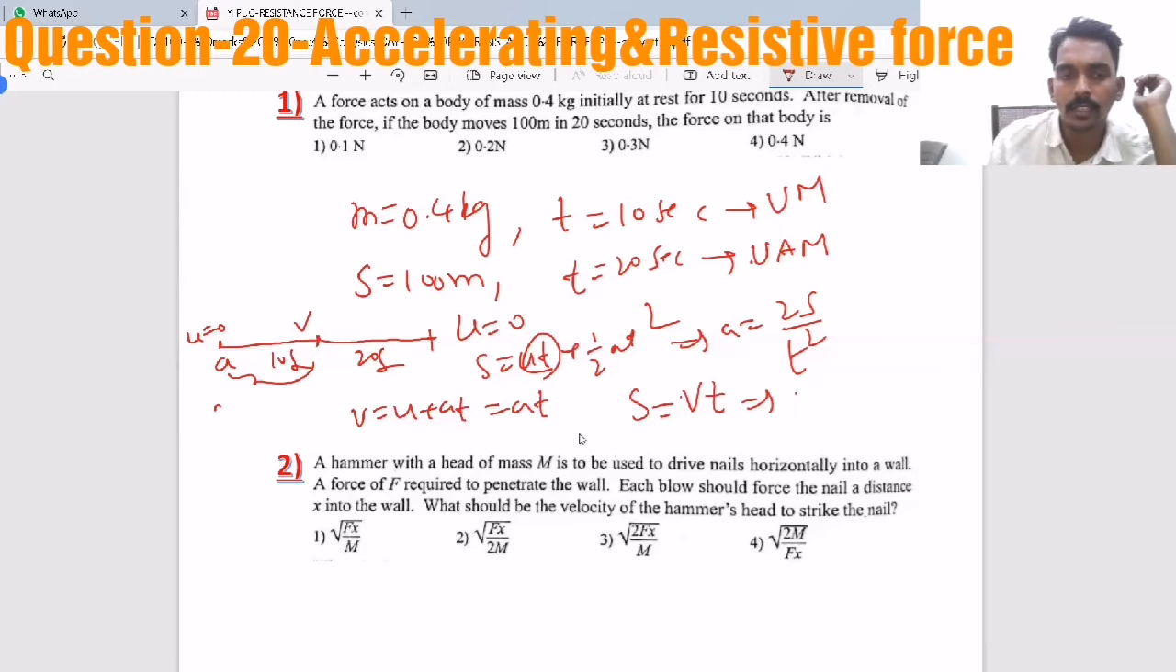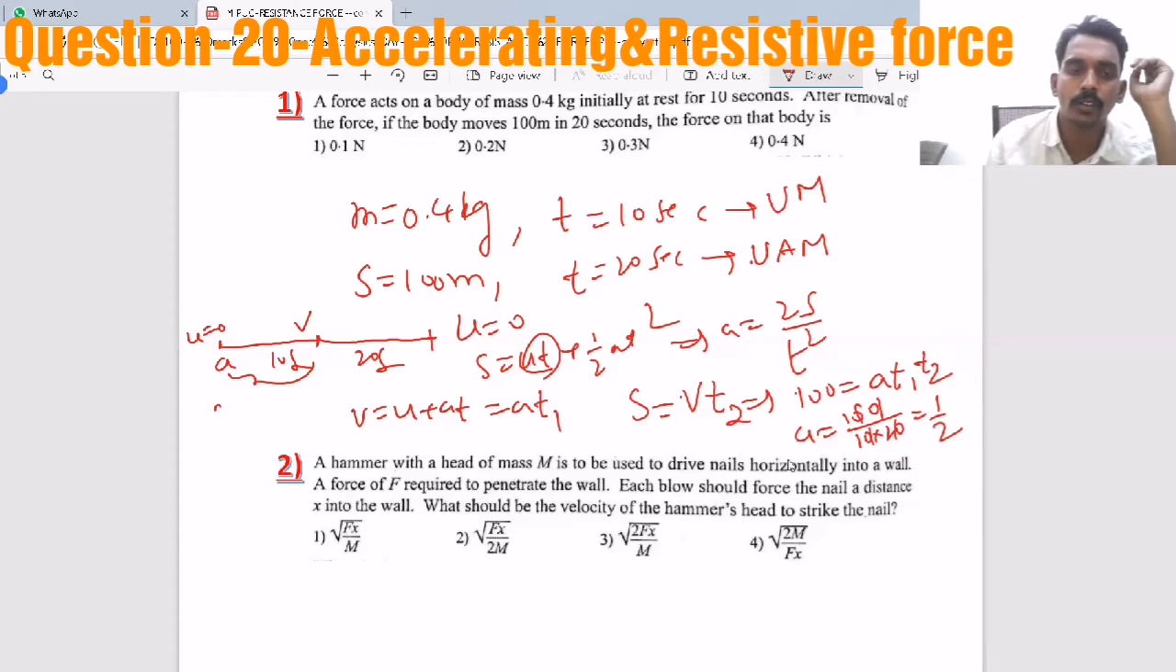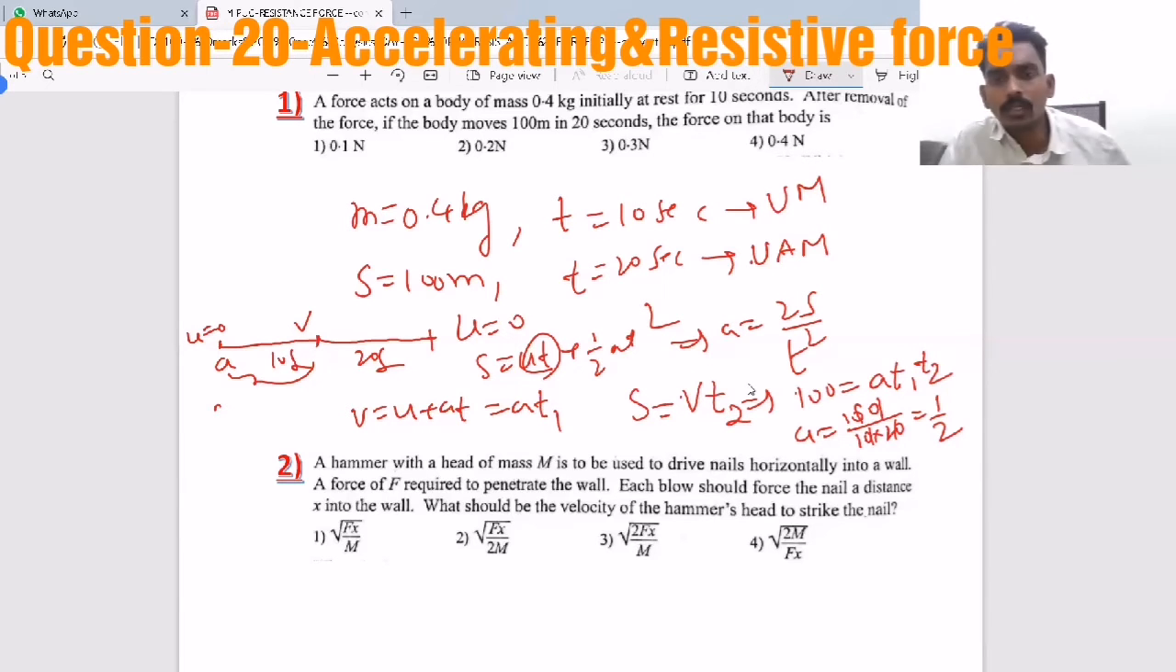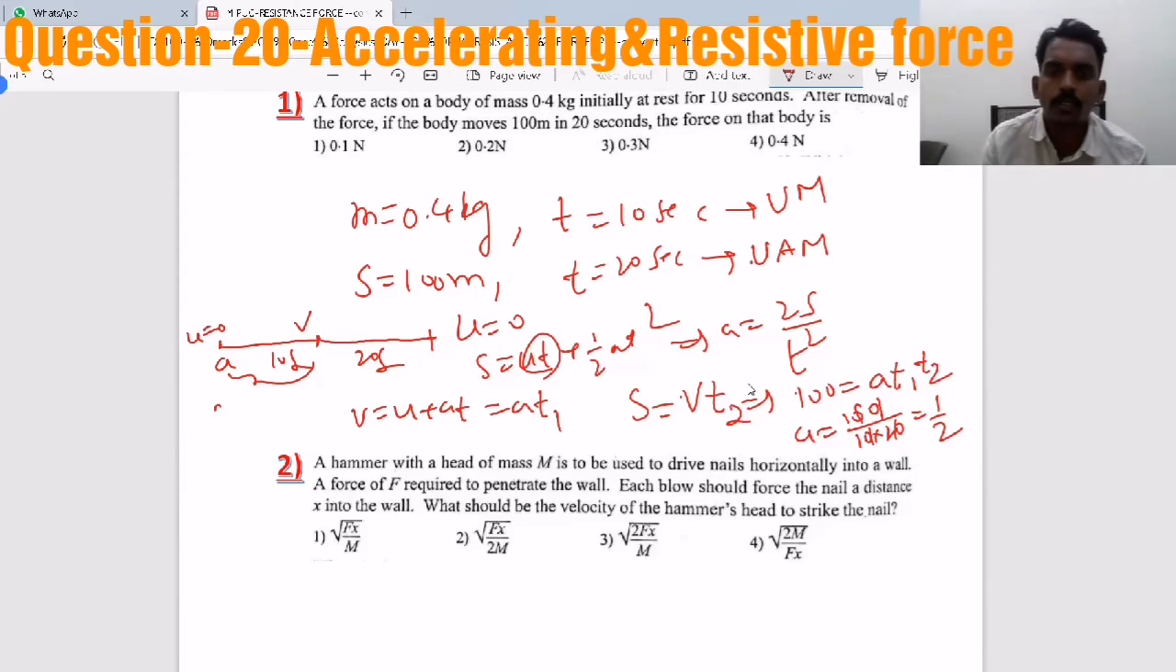Let's take the first time as t1 and the second time as t2. t1 is 10 seconds, t2 is 20 seconds. Now s is 100 meter, equal to v, which is a t1, into t2. So a equal to 100 by t1 into t2, that is 10 into 20. Zeros cancel, zeros cancel, so a is 1 by 2 meter per second square. So you will get the acceleration, and then you get the force value, that is mass into acceleration.